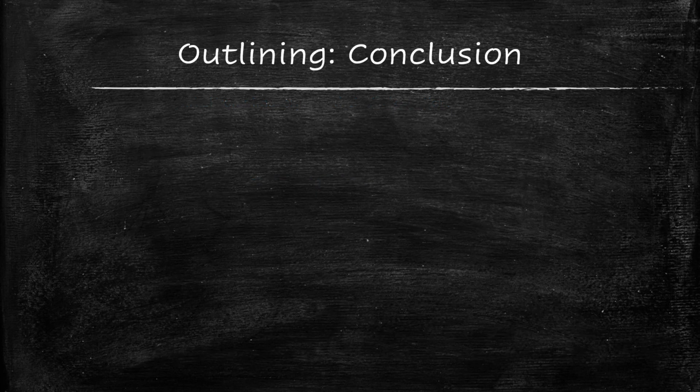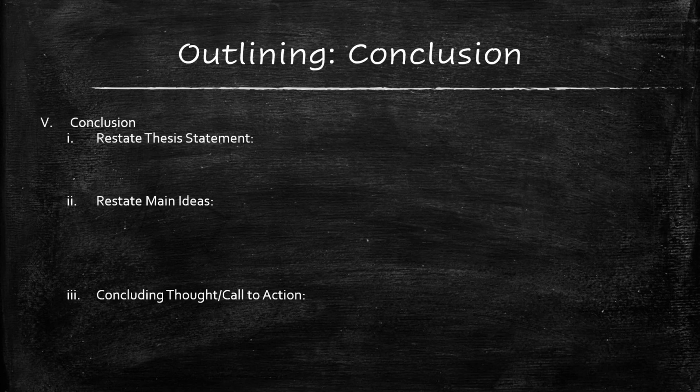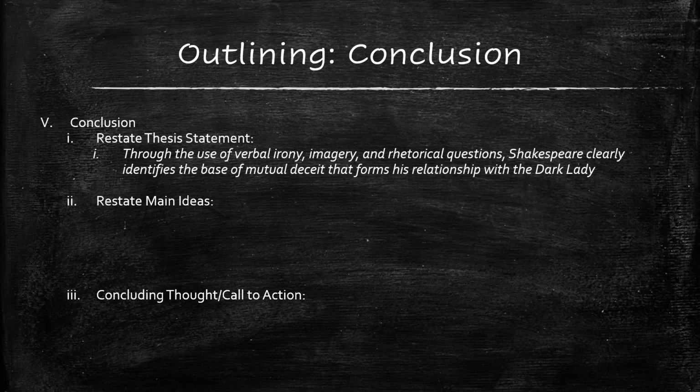Then I'm going to turn to the last thing in my outline, and that's my conclusion. And you'll recall that my conclusion is going to have these three main things. I'm going to restate my thesis, restate my main ideas, and then finally end with either a concluding thought or perhaps a call to action. So restating your thesis statement is really easy. Just take a look at it and try to maybe change around the sentence structure, paraphrase, use different synonyms.